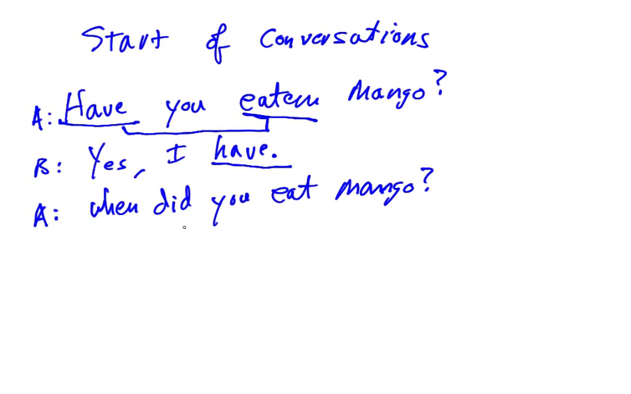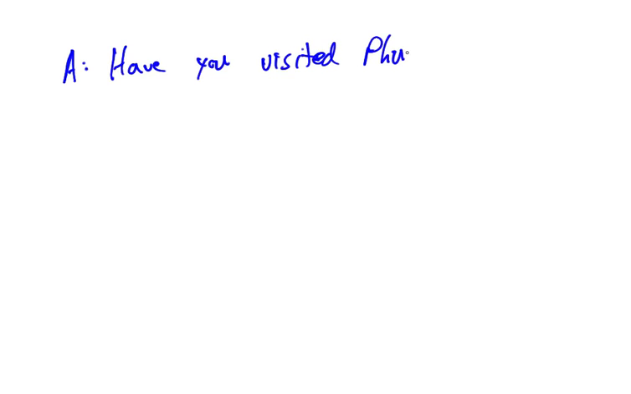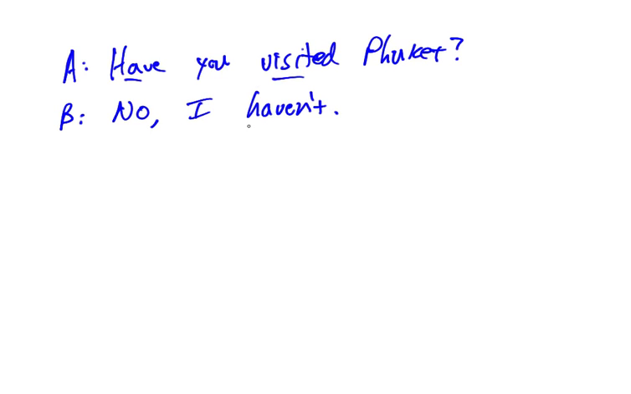But now that we've established whether something has happened or hasn't happened, A switches and uses past simple. This is past simple, because now he's asking, or she is asking, about something that they know has happened in the past or hasn't happened in the past. Or going back to another example, A could ask, have you visited Phuket? Okay, another city in Thailand. B could say, no, I haven't. I have not. Okay, present perfect here and present perfect here.